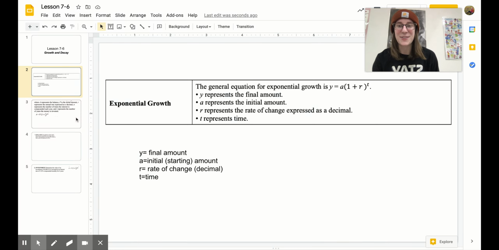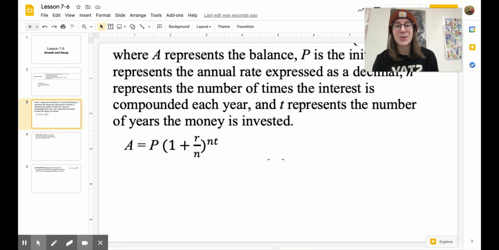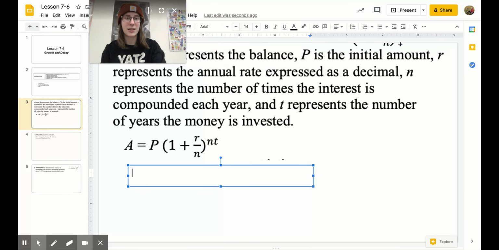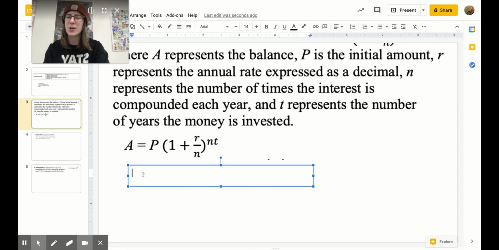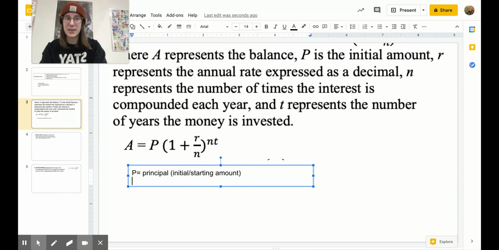Okay, so we're going to write down one more thing. So you have this other equation. It's a version of PERT. PERT is talking about money. So P, if I could write this, P is the initial amount. Sometimes it's called the principal. P equals principal, not like principal of the school. The principal, the initial amount is your starting amount. In finance, it's called the principal. That's why it's called P.